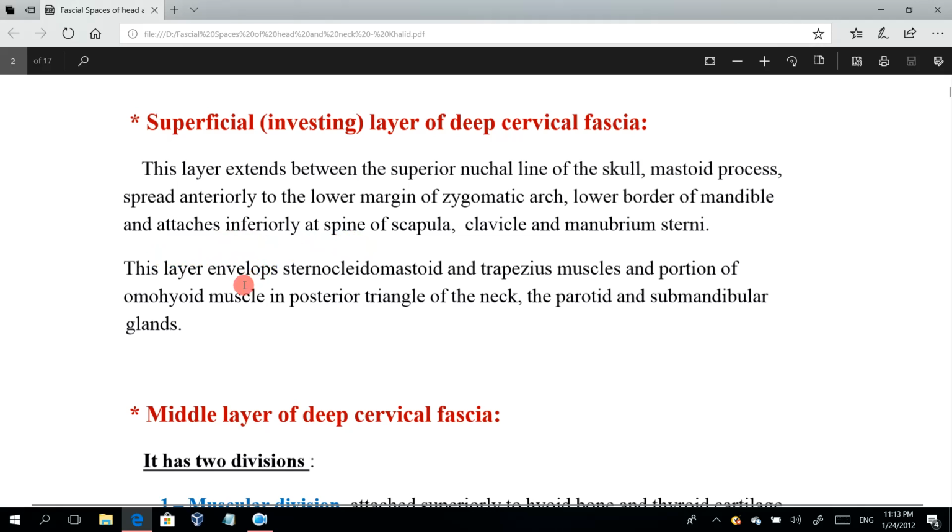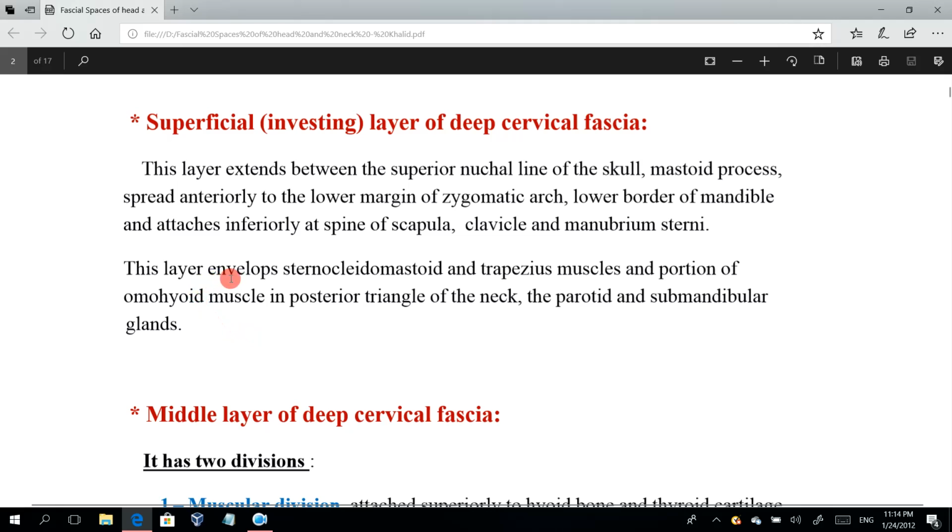This layer envelops the sternocleidomastoid. When descending from above downward, it envelops many structures. It envelops the sternocleidomastoid and trapezius muscles and portion of the omohyoid muscle in the posterior triangle of the neck. In addition to these muscles, it also envelops the parotid gland and the submandibular glands. يعني هي تمتد الفاشيا تصل لحد المصل.